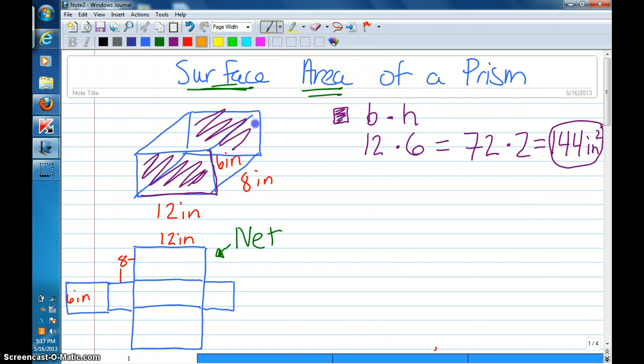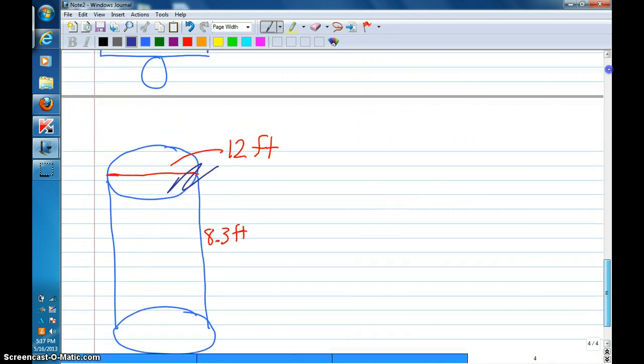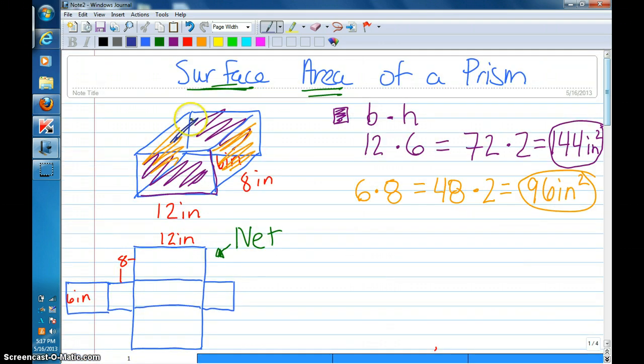So now we have the right and the left. Again, it's base times height, 6 times 8, and then times it by 2, so it's 96 inches squared. Then basically what we have left is the top and the bottom. Those are rectangles, so again it's 12 times 8. Go ahead and multiply that out and times 2 also.